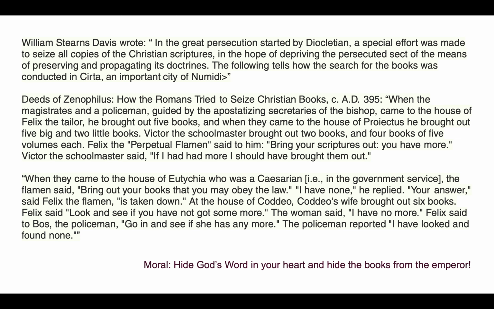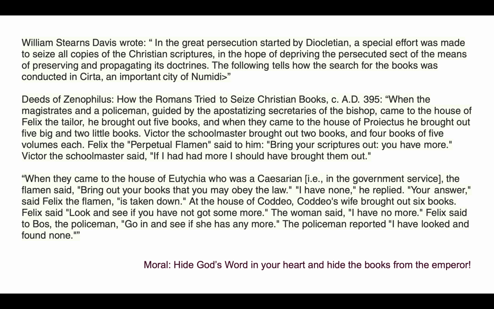William Stearns Davis wrote this. These are some historians and some ancient historians who tell us about what Diocletian did with the books. In the Great Persecution, started by Diocletian, a special effort was made to seize all copies of the Christian scripture in the hope of depriving the persecuted sect of the means of preserving and propagating its doctrines. Look down at the next quote.